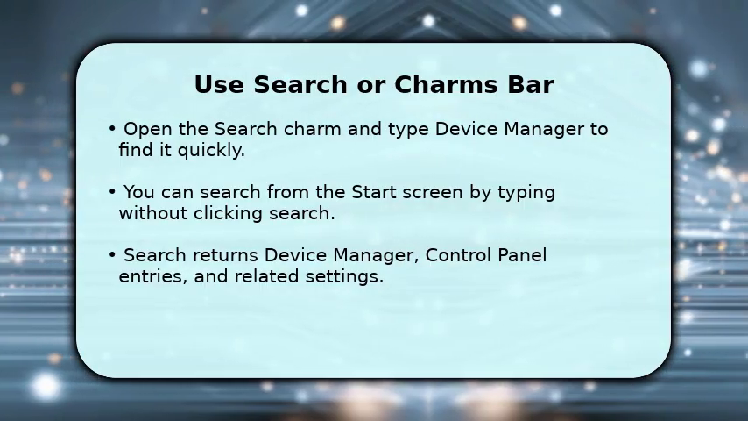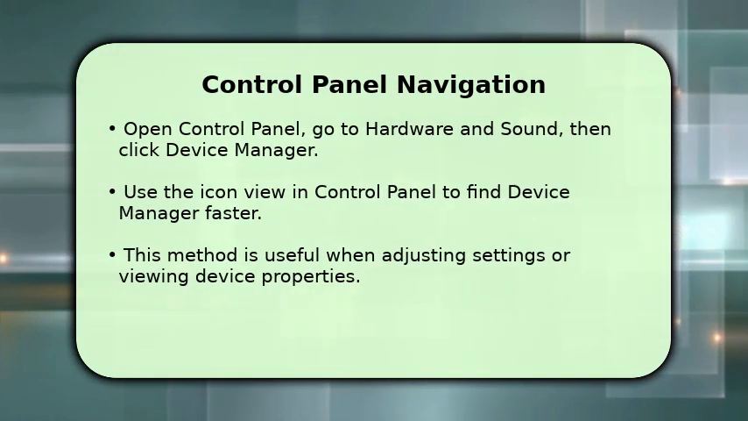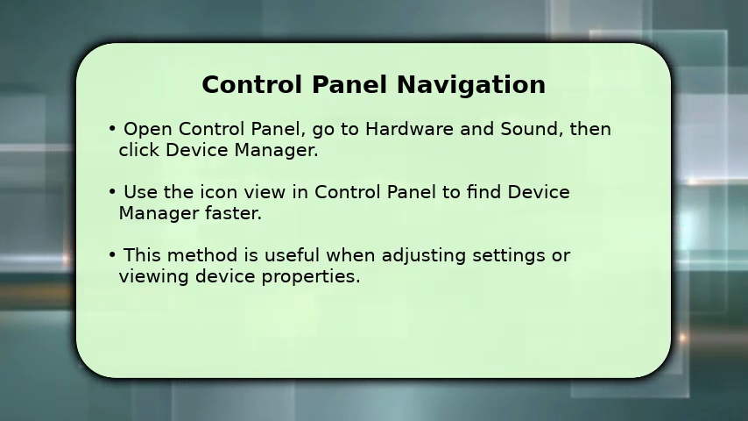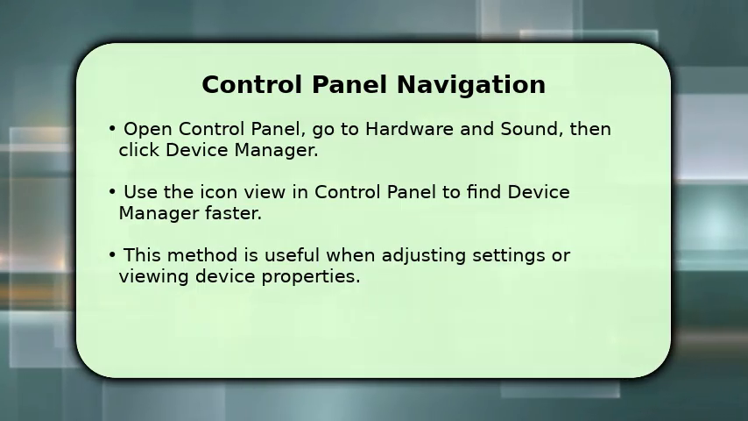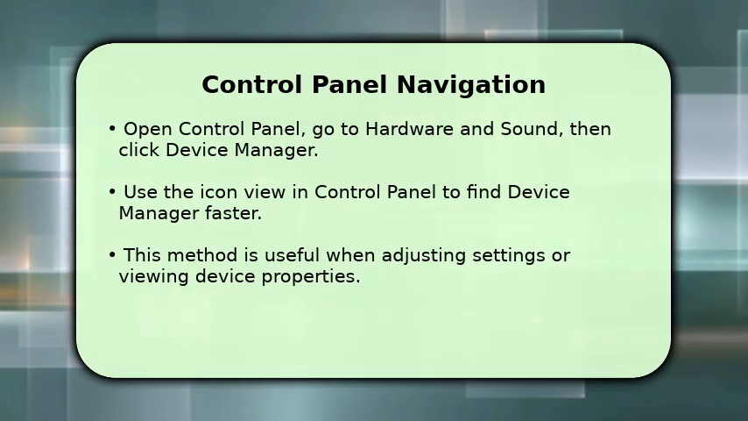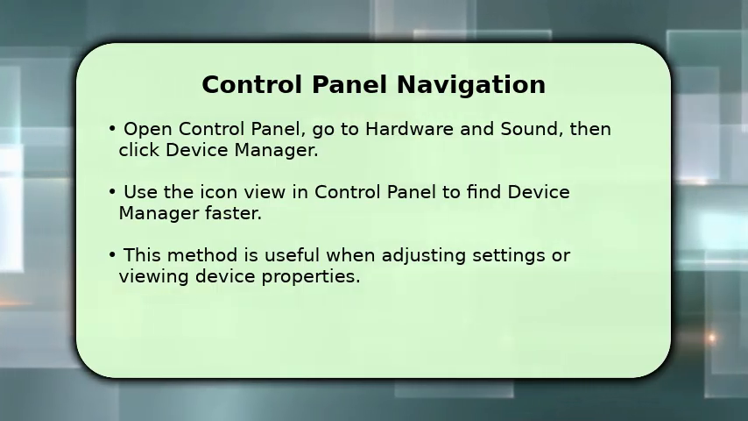Open the Control Panel from the Start screen or the desktop. Switch the view to large icons or small icons for easier navigation. Find and click Device Manager listed among the system tools and utilities. Alternatively, open Hardware and Sound, then choose Device Manager from that category.